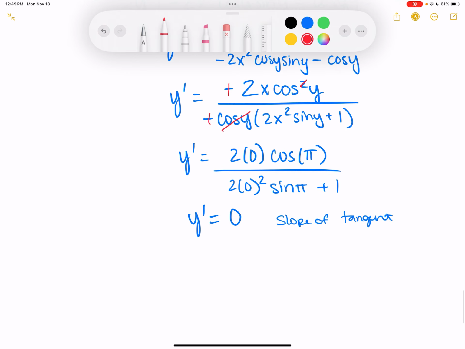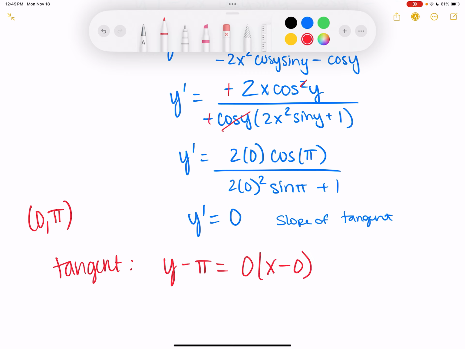So I need the equation of my tangent line. I'm going to rewrite the point down here just so that I don't forget what I'm dealing with. So how would I write my equation for my tangent line? Y minus pi equals 0 times x minus 0. You would not have to actually write this right hand side part. You could just write 0, but just for your visual if you go back. So y equals pi. So if I need the normal, what's the slope of the normal?